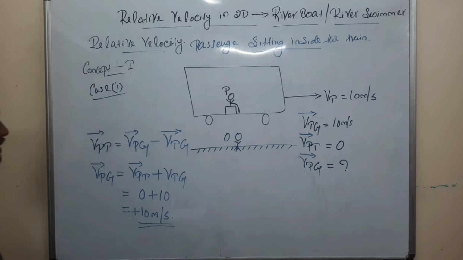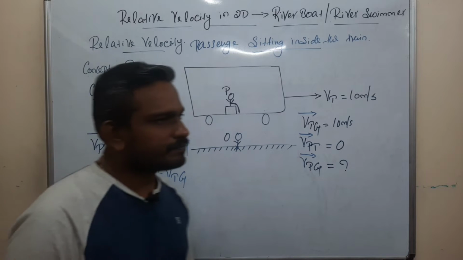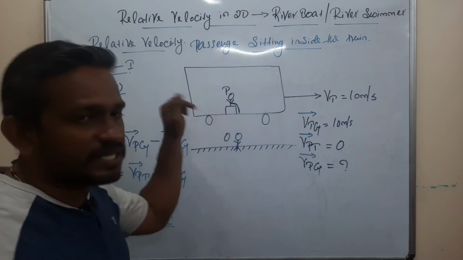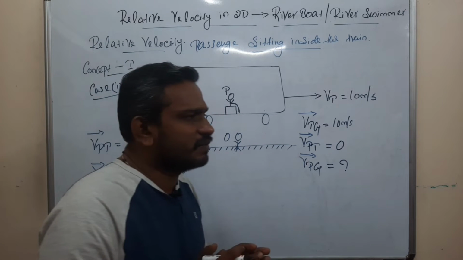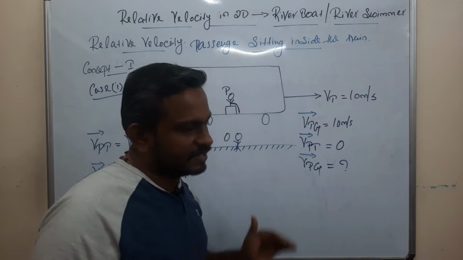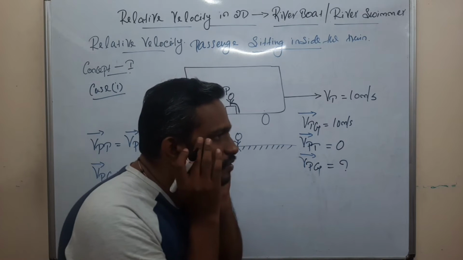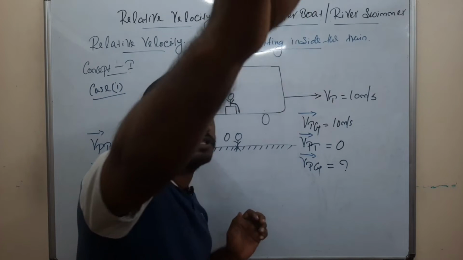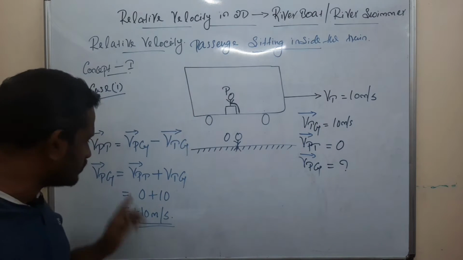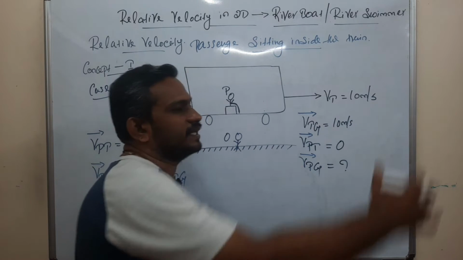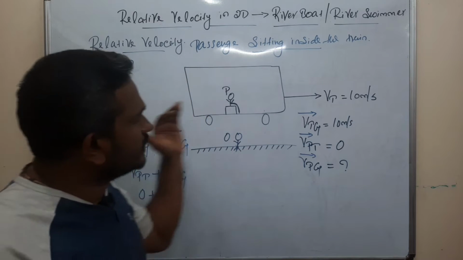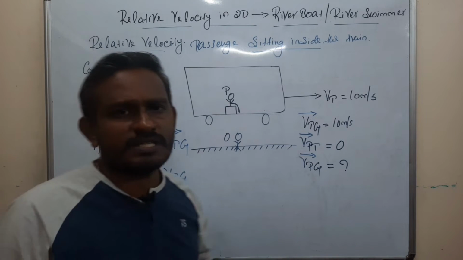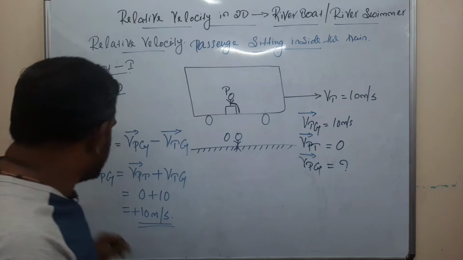Plus, okay, plus. So what is the feeling? The train is moving at 10 meter per second, and the passenger is sitting inside the train. The observer outside the train, sitting on the platform, feels that the man is also moving at 10 meter per second. The positive sign indicates that he is also moving in the rightward direction. The velocity in the rightward direction is taken as positive, and the velocity in the negative leftward direction is taken as negative. So that is the feeling.